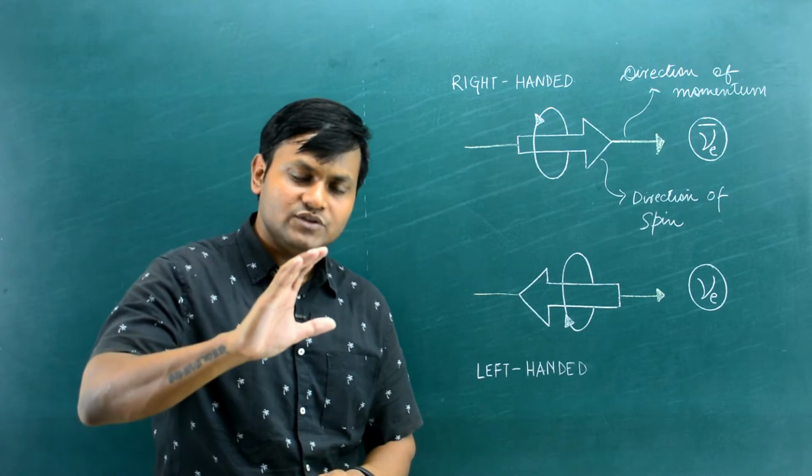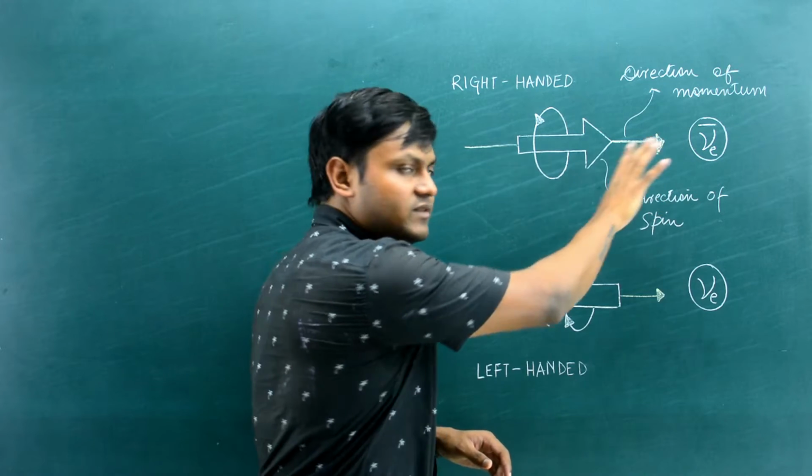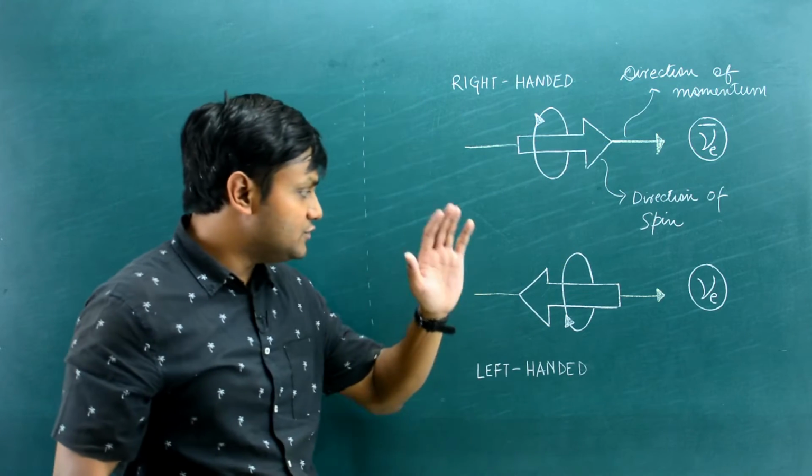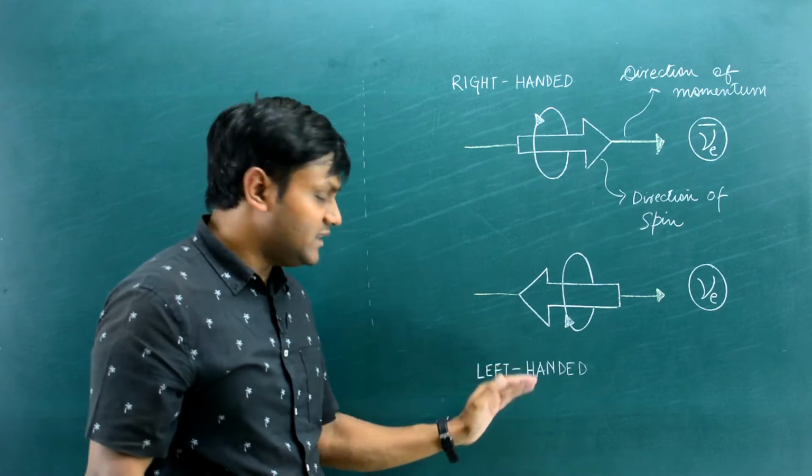So if you have to use your right hand to describe the relationship between the spin and the direction of motion of the particle, that's a right-handed particle. If you have to use your left hand to represent the direction of motion of the particle and its spin, then that's a left-handed particle.